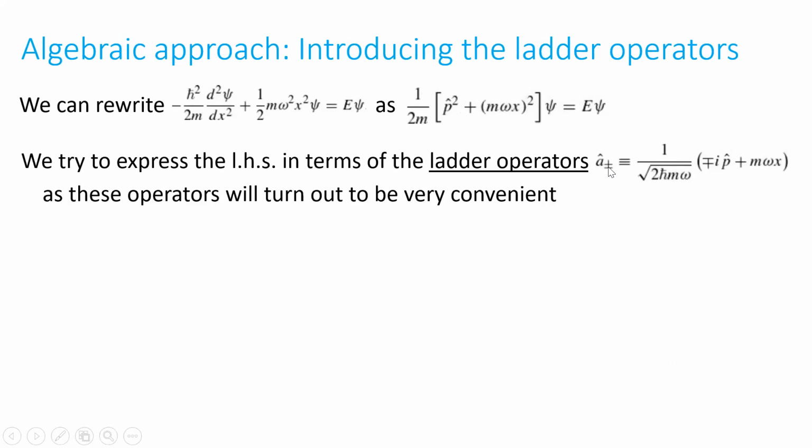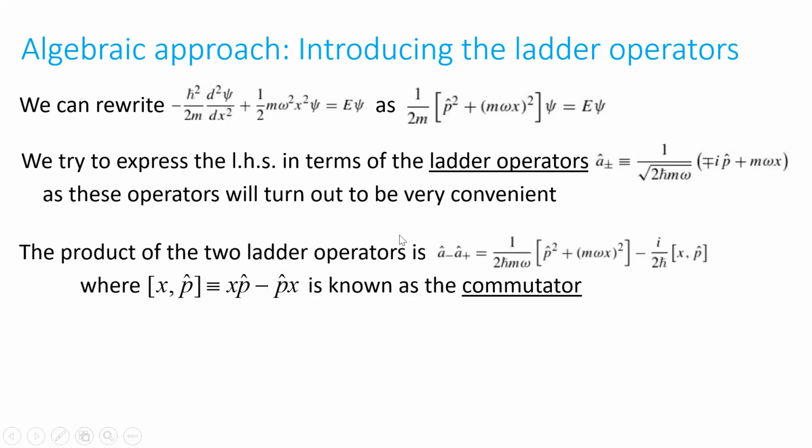So a plus is the raising operator and a minus is the lowering operator. And this is their definition, which looks a little mysterious, but they turn out to be very convenient. So it's 1 over the square root of 2 h bar m omega times a linear combination of the momentum and the position operators. It's a little mysterious why it is defined this way, but they turn out to have really useful properties, as we'll see in a second.